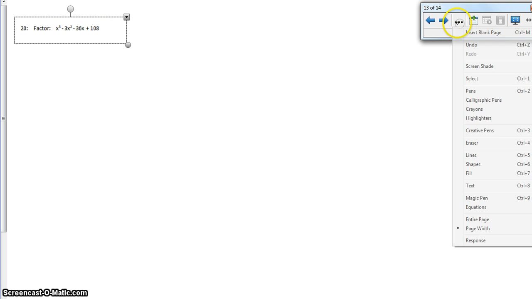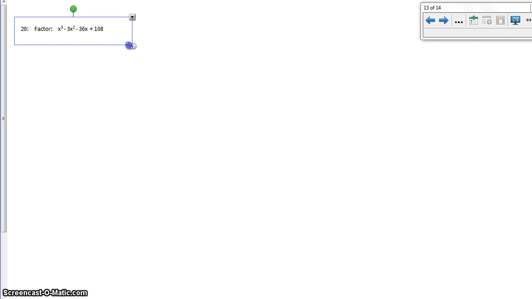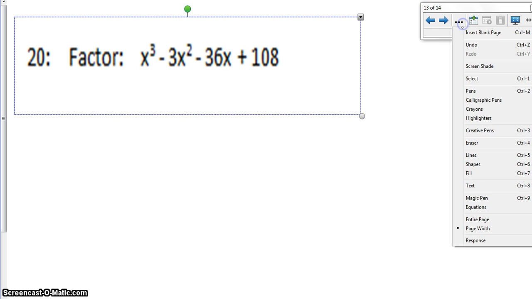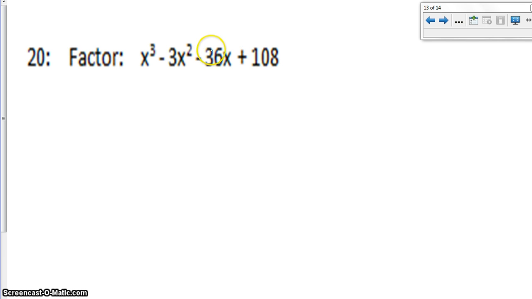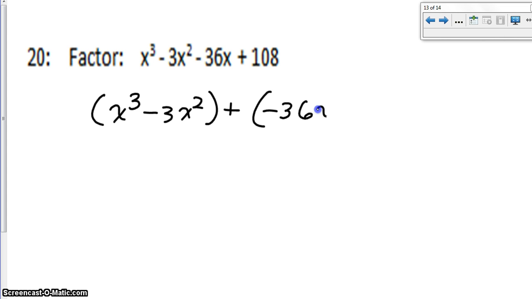Oh, factoring this one. Now, I was a little worried about this one to start with because this is that dreaded grouping one. And I even gave you a hint when we started that what you wanted to do is make this as x cubed minus 3x squared. Make this plus and then put the rest of it with the sign with the 36x into the second grouping. This one, what is the greatest common factor of x cubed minus 3x squared? It's x squared. X cubed divided by x squared is x. Negative 3x squared divided by x squared is negative 3.